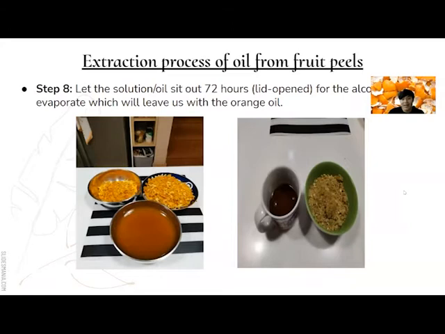And in step 8, we let the solution sit out for 72 hours with the lid open. Then we cover the thing with tissue paper. This process will evaporate the alcohol out, which leaves you with the oil, as you can see here.